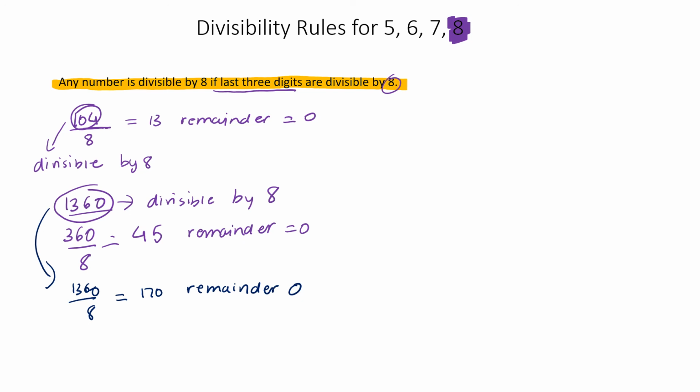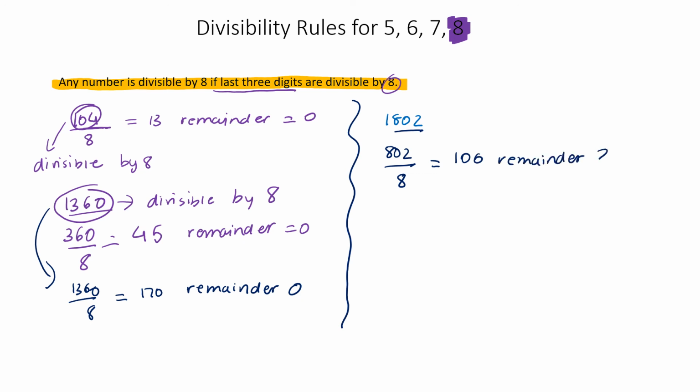Now let's try another example. Let's take 1802. So we have to check whether the last 3 digits are divisible by 8. Let's do that together. 802 divided by 8 is 100, and our remainder is 2. So that proves that, oops, I erased the 1, 1802 is not divisible by 8.